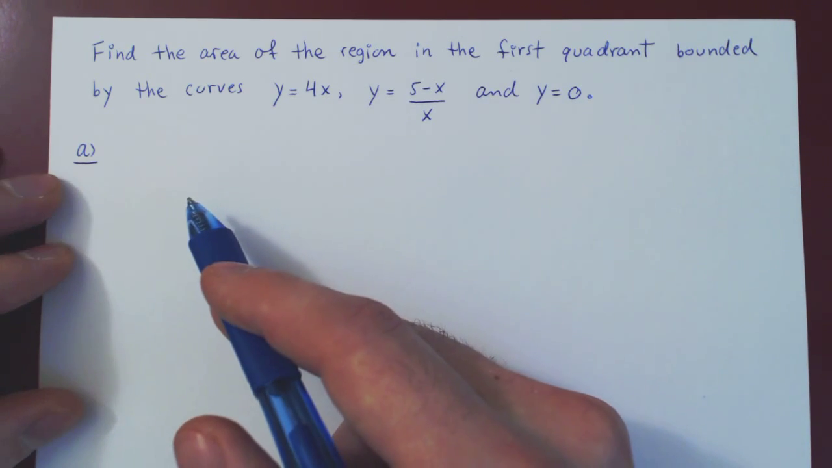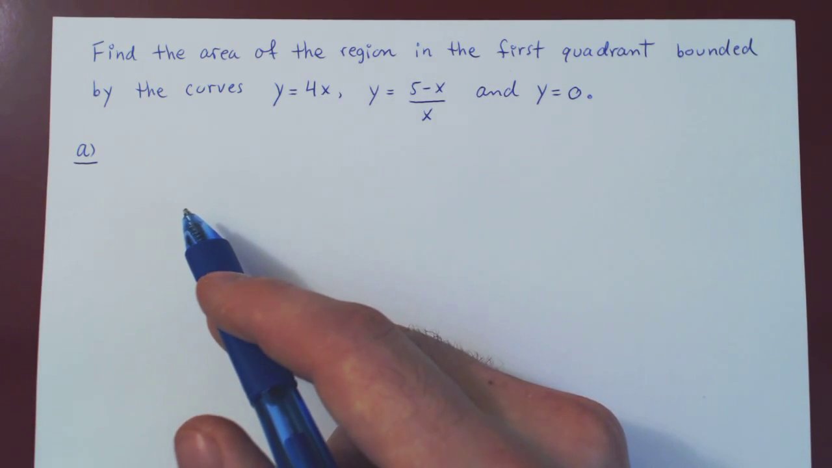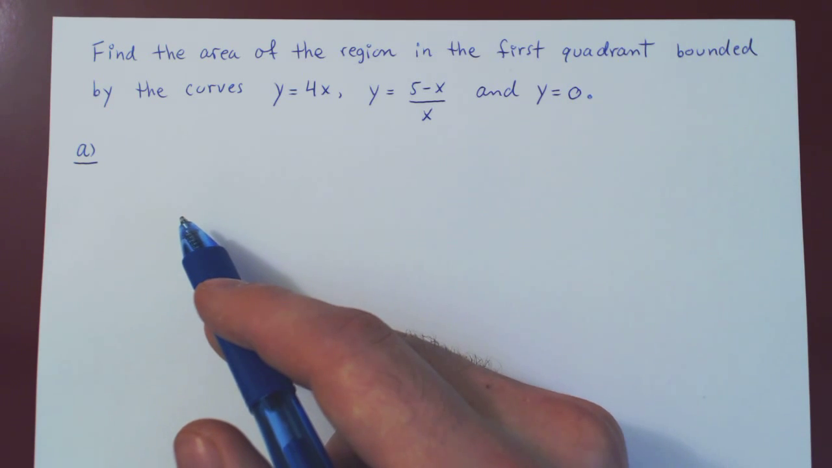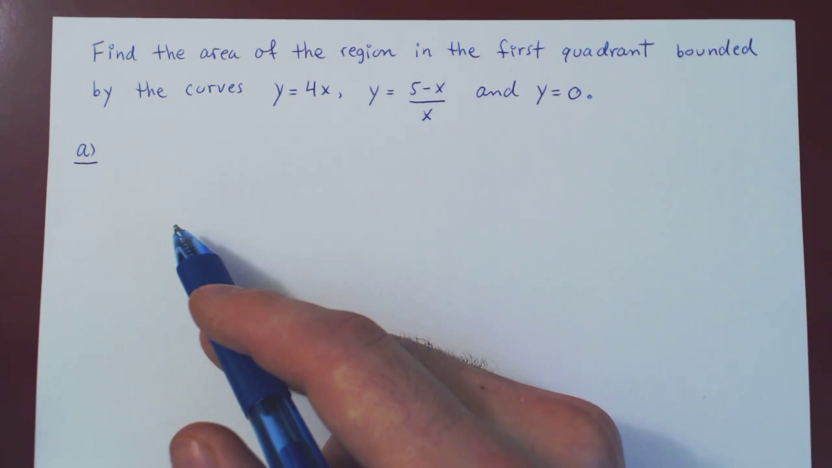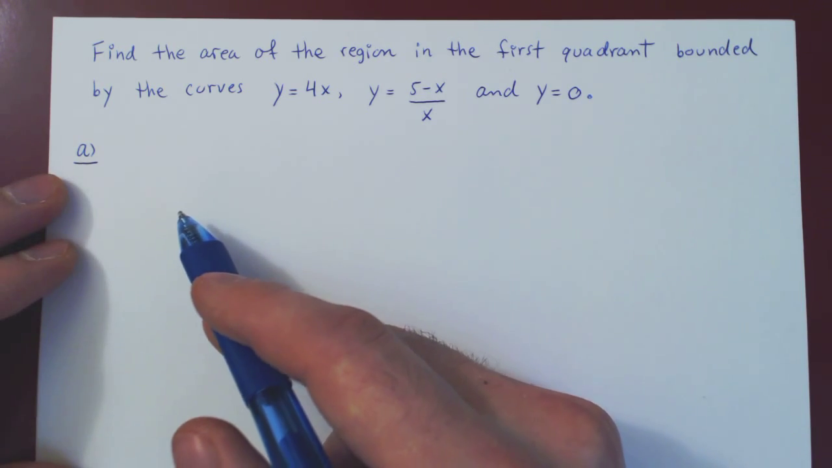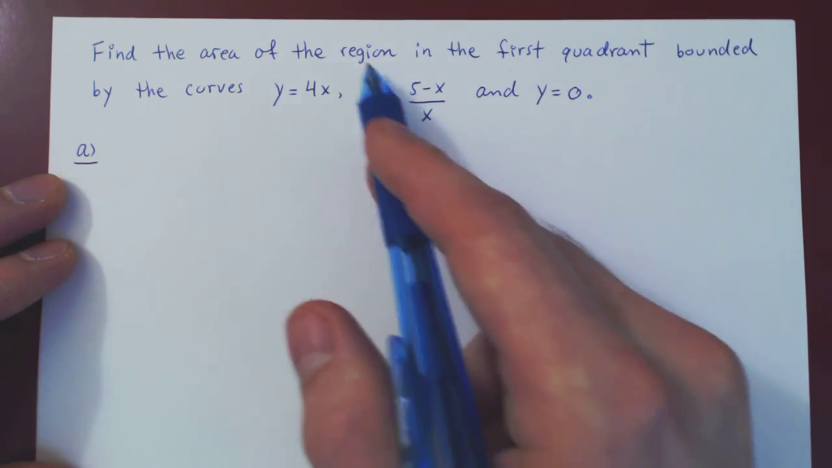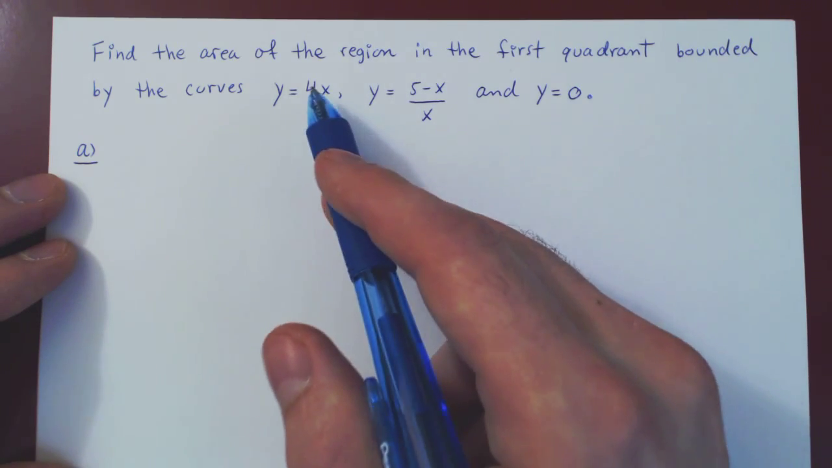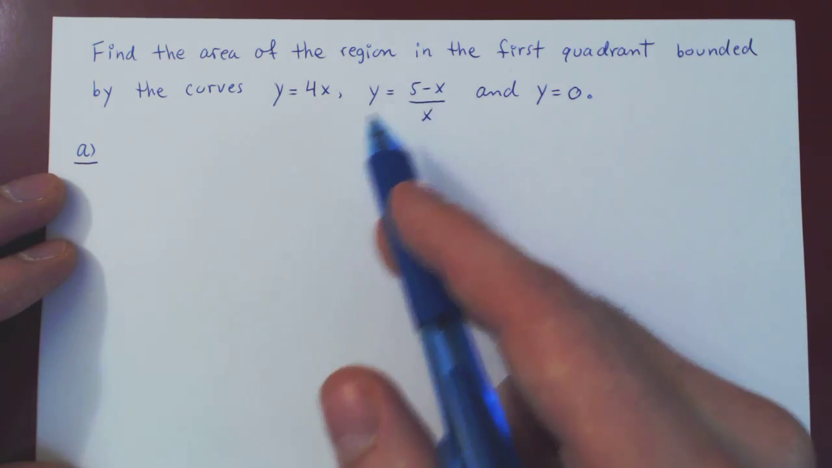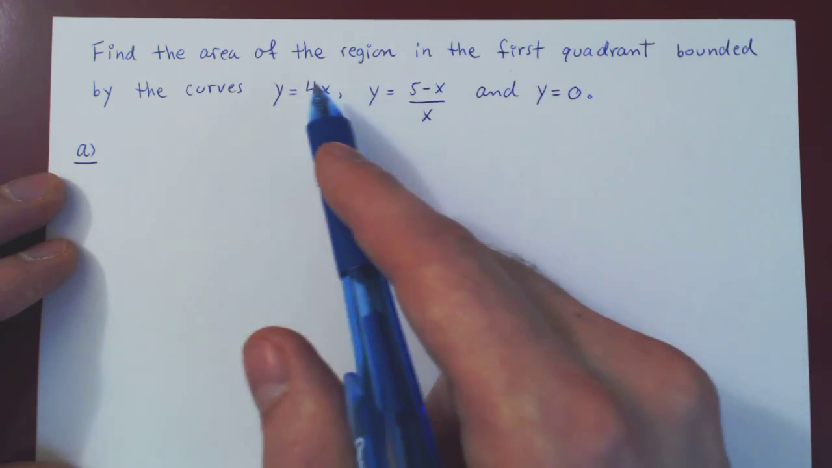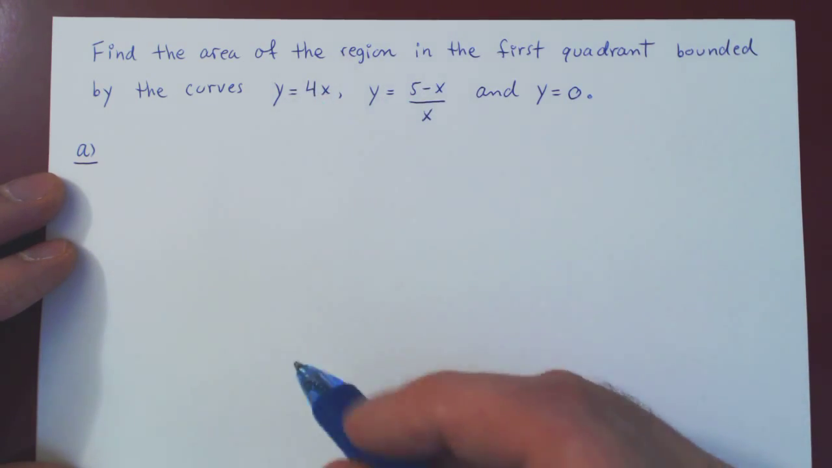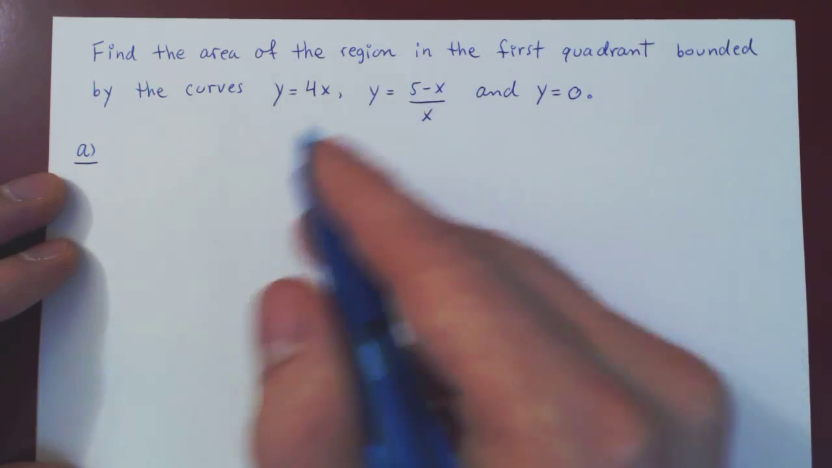So we'll provide two solutions, one using vertical rectangles, the other using horizontal rectangles, and you will see that in this case one solution is better than the other. So let's start with first sketching the region as always, and we'll first find our points of intersection. So y equals 4x, y equals (5 minus x) over x. Let's see where these two curves intersect. So we'll equate the y's.